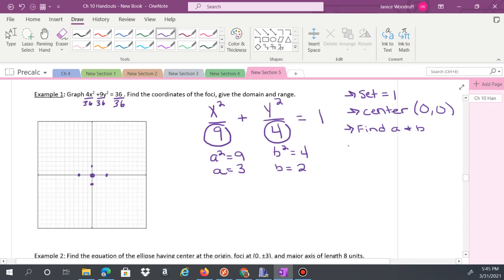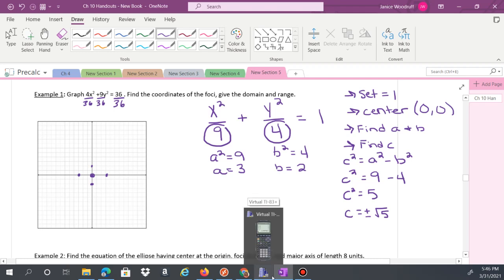Okay, then we want to find C. So we have C squared equals A squared minus B squared. So C squared equals 9 minus 4. Remember, you want to square that. So it's going to be 5, which means C is going to be the square root of 5.